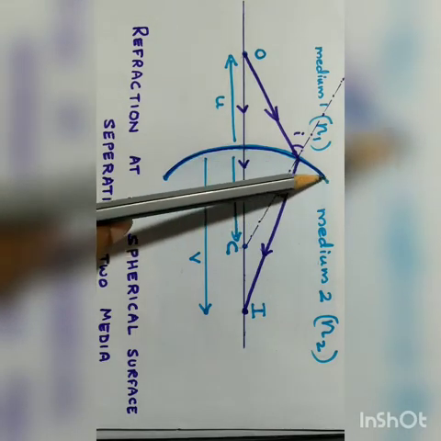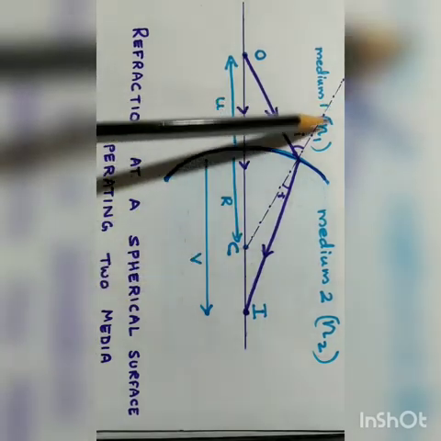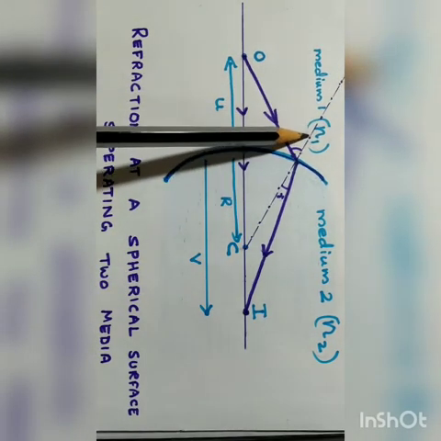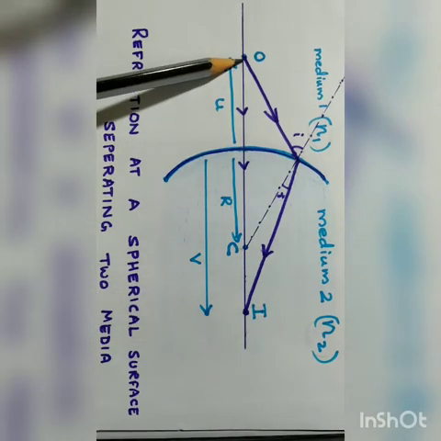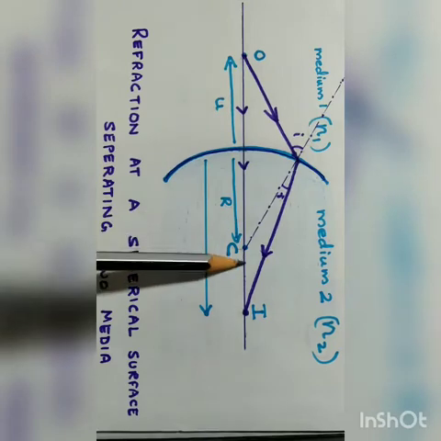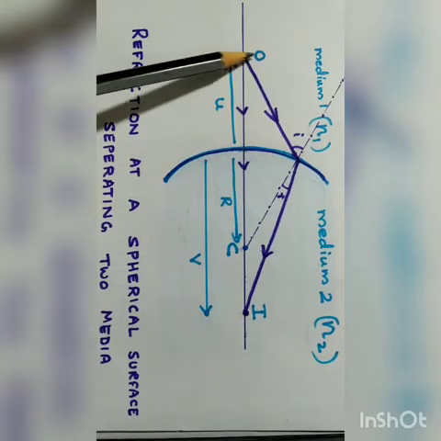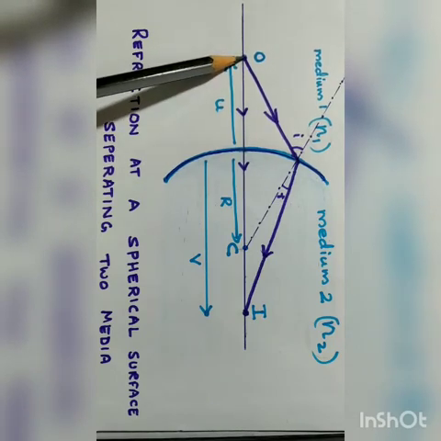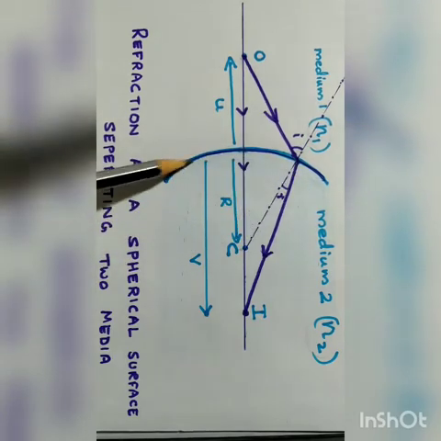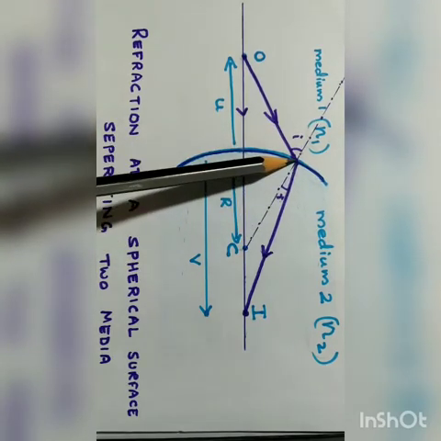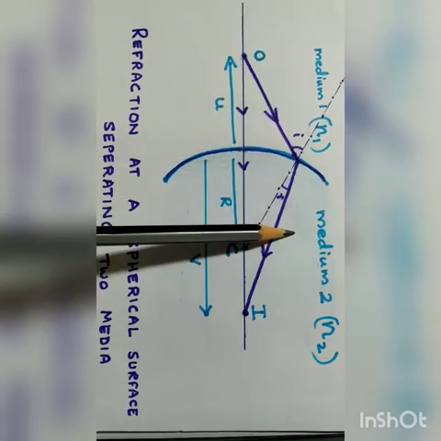You can see a curved surface here separating two media, a rarer and a denser medium. Rarer medium, refractive index n1, denser medium, refractive index n2. A ray of light, when it is going straight, is not bending from the first medium to the second medium, it is going straight. Now O is the object. Another ray from the object is falling obliquely on the surface of separation. What happens when the ray falls obliquely? It bends towards the normal because this is rarer, this is denser.